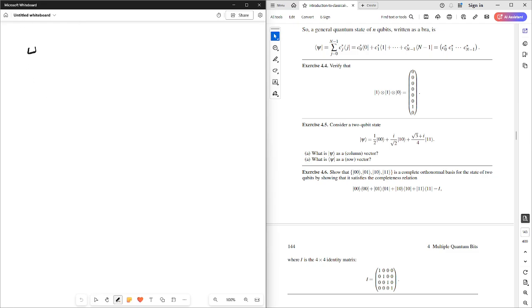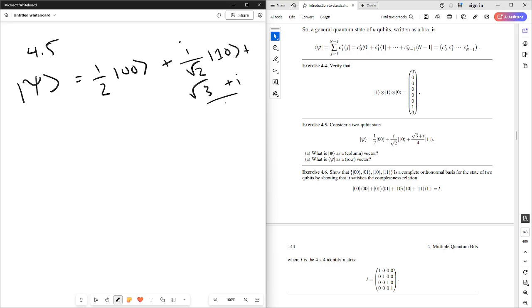So let's take a look at 4.5 because this one's interesting. So we have psi, which is a superposition of 2 qubits, but 0, 1 is missing, right? So we have 1/2 |00> plus i over square root of 2 |10> plus (square root of 3 plus i) over 4 |11>.